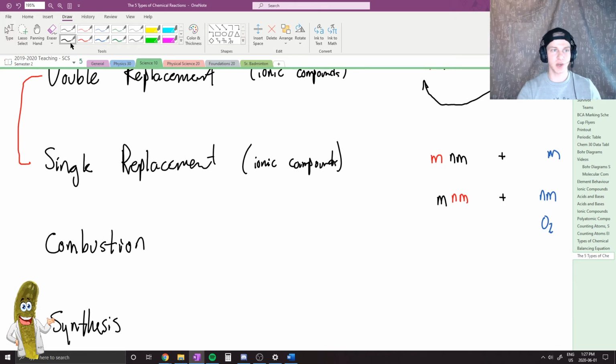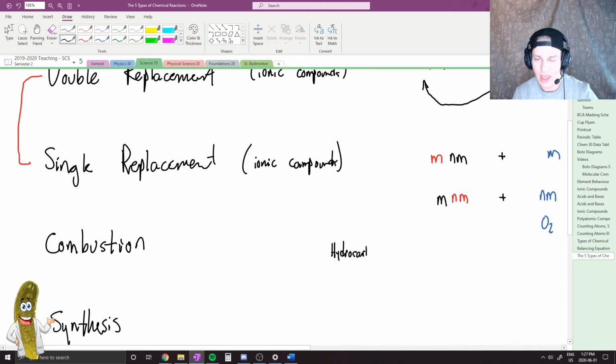Combustion is kind of the unique one. Combustion always has the same components. It has a hydrocarbon, and similar to a fire, which is probably the most familiar combustion reaction to everyone, it's a hydrocarbon plus oxygen goes to form carbon dioxide and water.